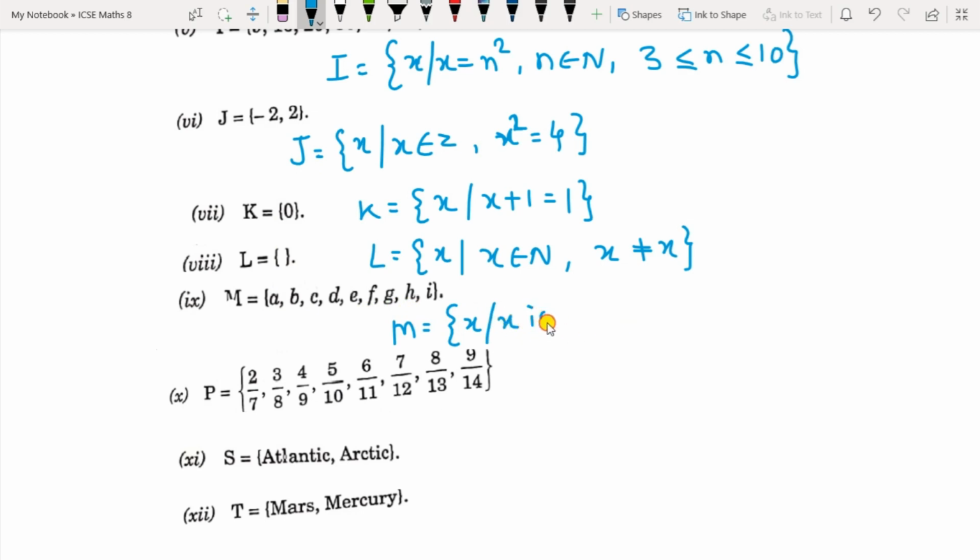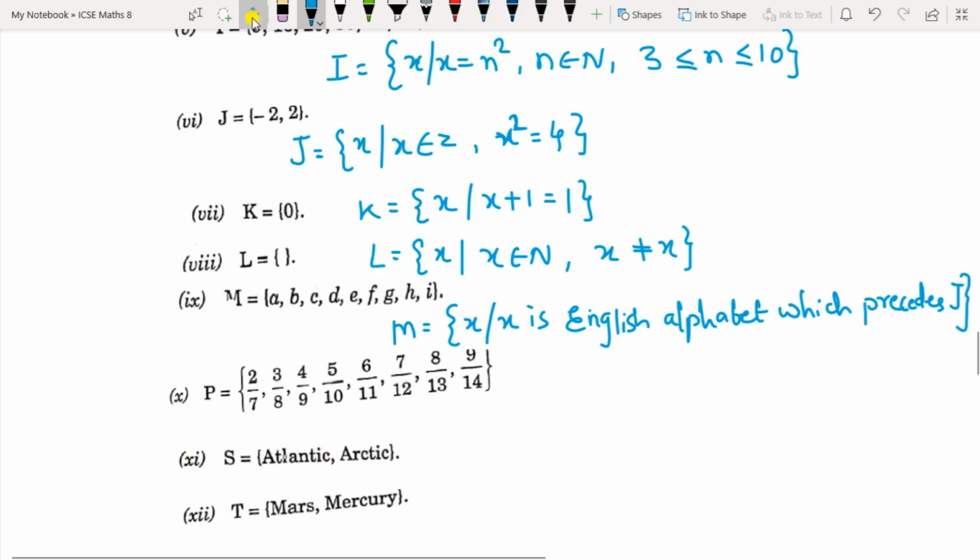X is the English alphabet which precedes J. Okay. So this way you have to solve it.